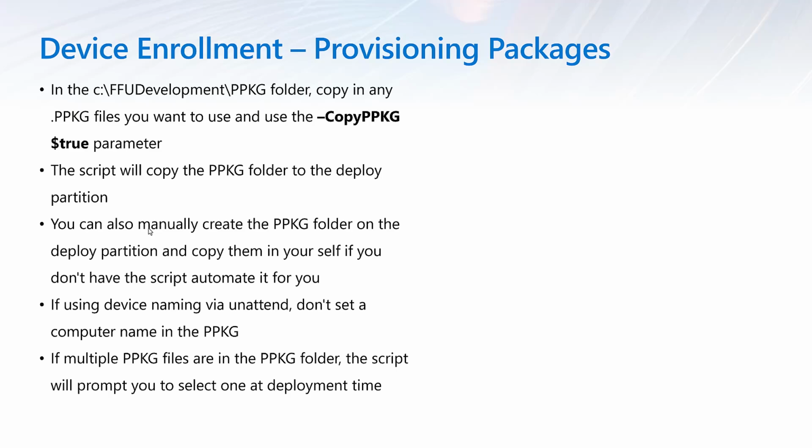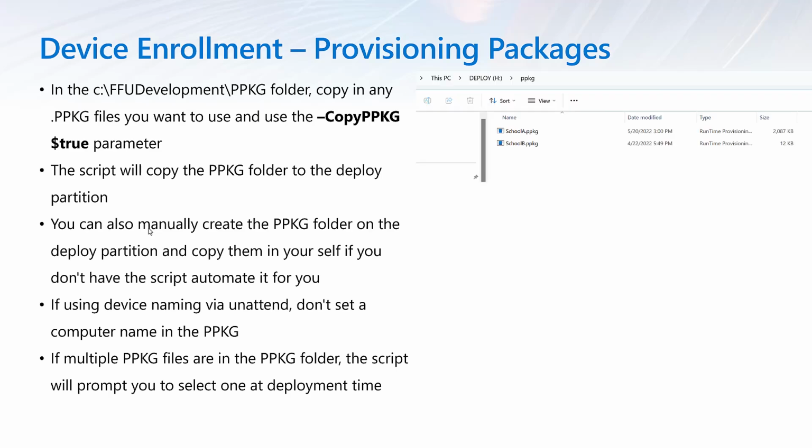Now, if you have multiple provisioning packages in the ppkg folder, the script is going to prompt you to select one at deployment time. We're not going to prompt you while you're building the FFU on your VM host. It's when we plug the USB drive in and see that there's more than one provisioning package that we're going to ask you which one you want to use. Very similar to drivers: if we see multiple driver folders, we're going to ask you which model you want to deploy the drivers for.